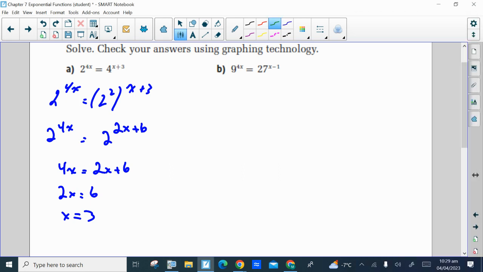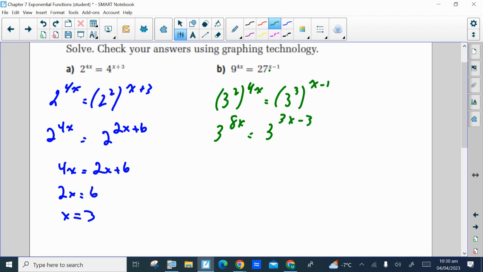Right? So for question B, we could express both sides with a base of 9, but the 27 would have to be 9 to a rational exponent. It'll be easier to express them both as a power of 3. 9 is 3 squared. 27 is 3 cubed. So we'll get 3 to the 8x equaling 3 to the 3x minus 3.